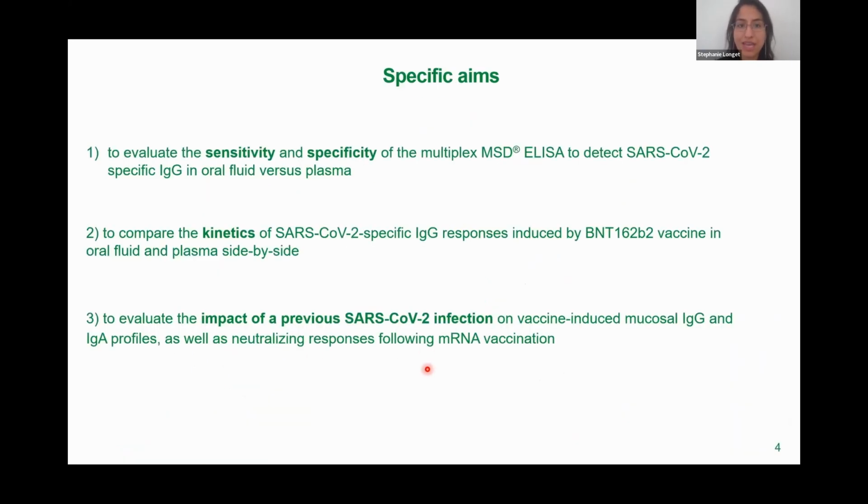Okay, so the specific aims of the study. The first aim was to evaluate the sensitivity and specificity of the multiplex MSD ELISA to detect SARS-CoV-2 specific IgG responses in oral fluids versus plasma. The second aim was to compare the kinetics of SARS-CoV-2 specific IgG responses induced by the Pfizer-BioNTech vaccine in oral fluid and plasma side by side. And the third aim was to evaluate the impact of a previous SARS-CoV-2 infection on vaccine-induced mucosal IgG and IgA responses, and also neutralizing responses, following mRNA vaccination.